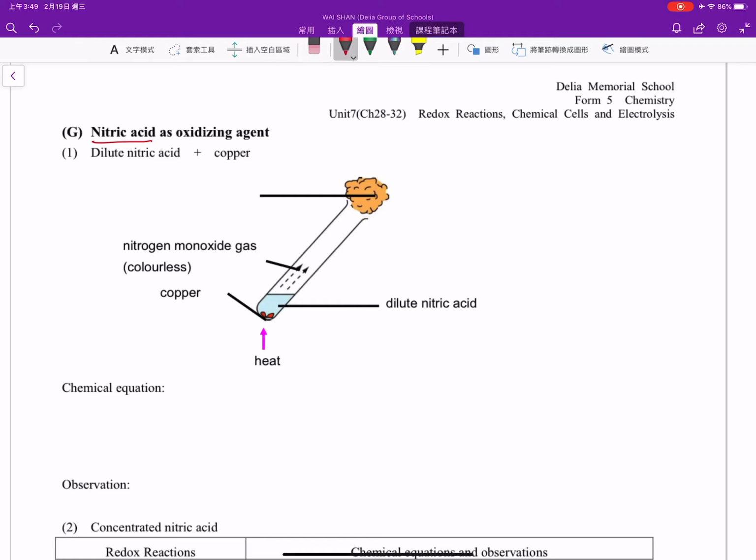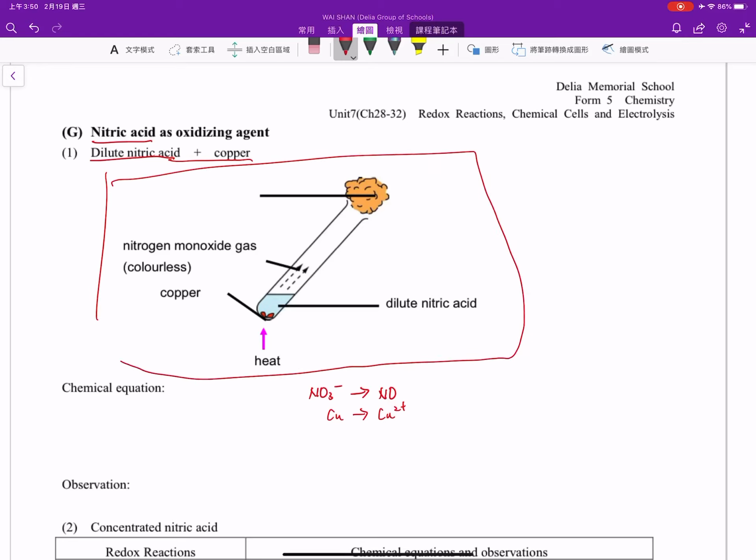And for dilute nitric acid, we know the half reaction, we can write the ionic equation. Then what would it change to? Do you remember? It's nitrogen monoxide. Okay, and now we will study the reaction between dilute nitric acid and copper. So another half reaction will be copper. Okay, so this is the diagram for the reaction between dilute nitric acid and copper.